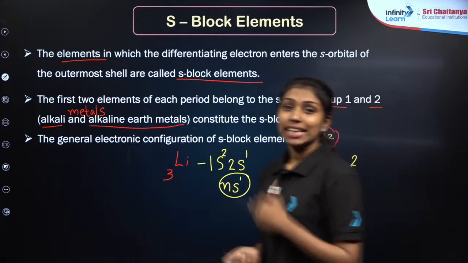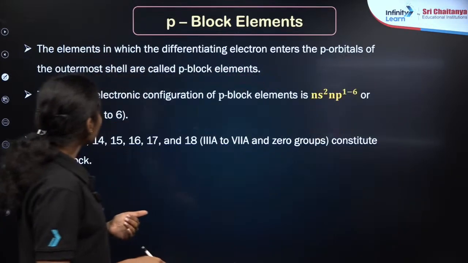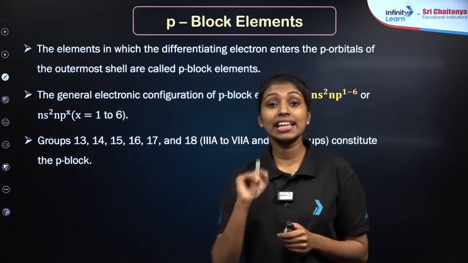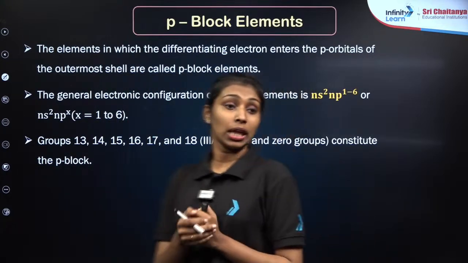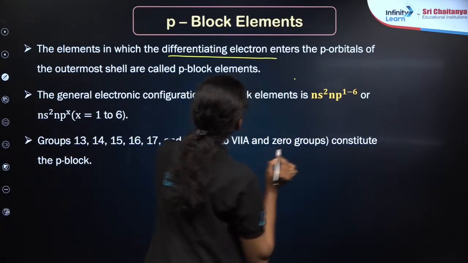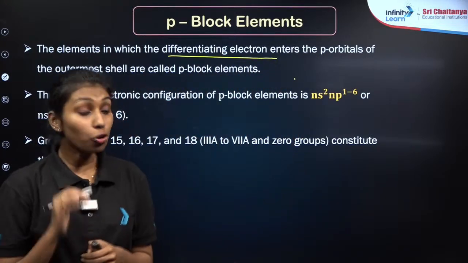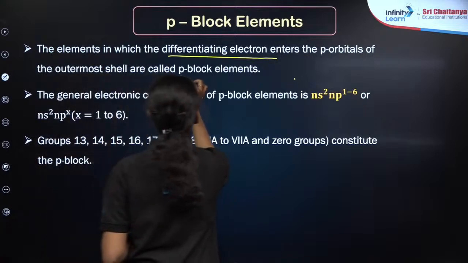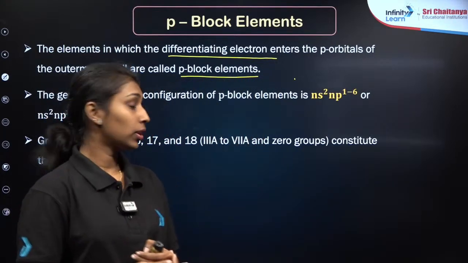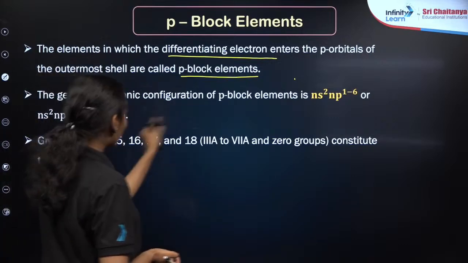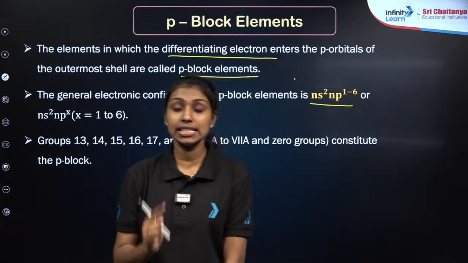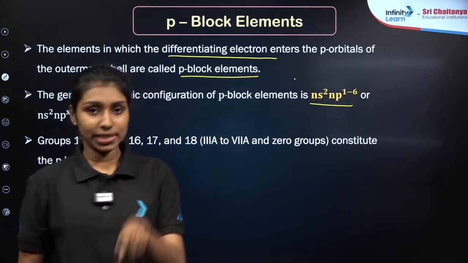Now let me move to the next block, that is the p block elements. As we already know, in p block elements the last electron, or the differentiating electron, always enters the p orbitals of the outermost shell. Therefore, these elements are called p block elements. The general electronic configuration of these elements is ns2 np1 to 6.